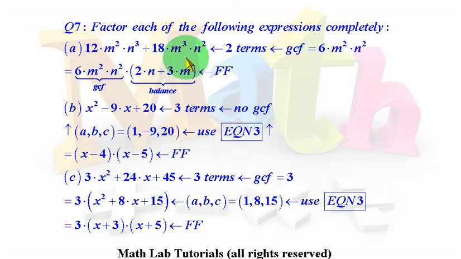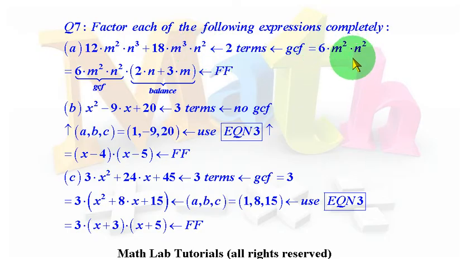Then you look at the variables involved. The variables are m and n. Let's scan for the lowest power of m. We have m squared here and m cubed here. The lowest power of a variable will be part of the GCF. So we tack on m squared to the GCF. Then we look for the lowest power of n appearing. The lowest power is n squared. We tack that onto the GCF.